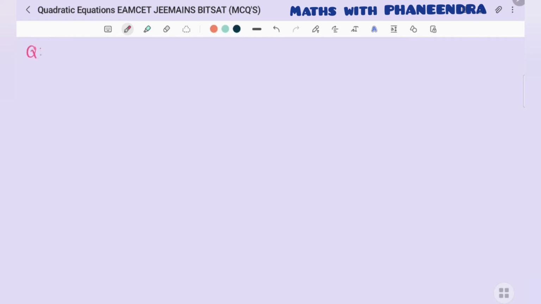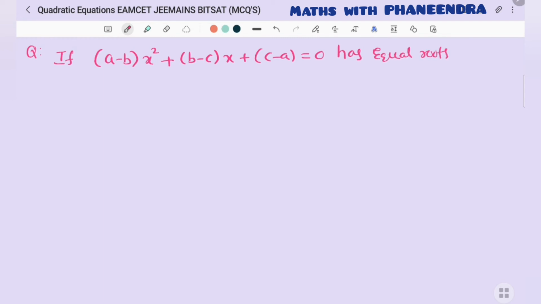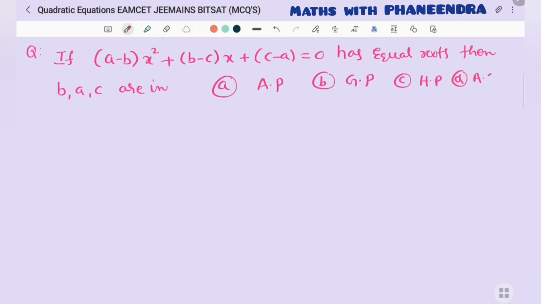So the next question is, if the equation a minus b into x square plus b minus c into x plus c minus a equal to 0 has equal roots, then b comma a comma c are in: first option AP, second option GP, third option HP, and fourth option AGP.